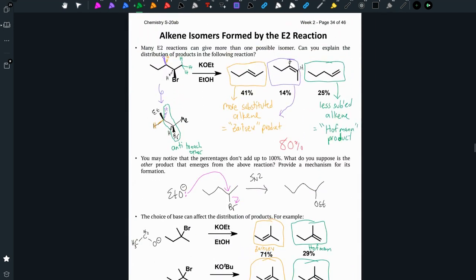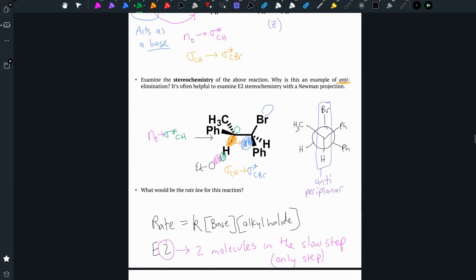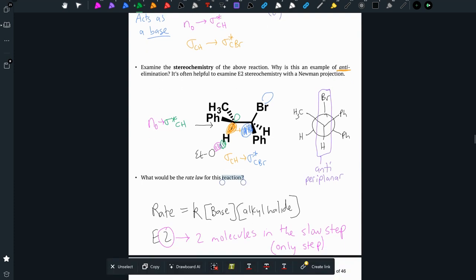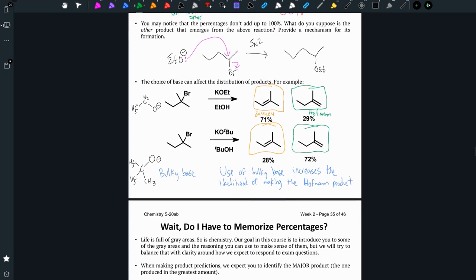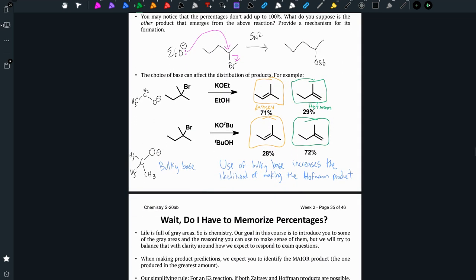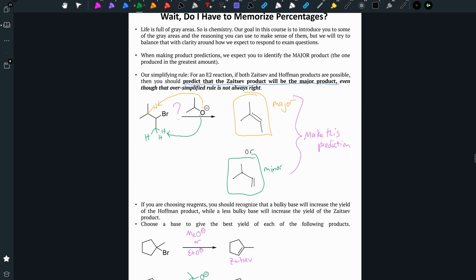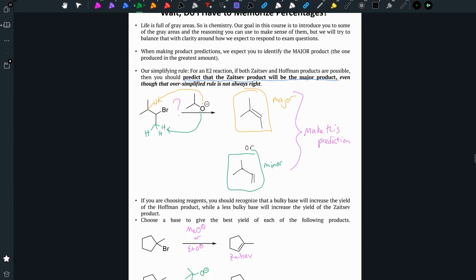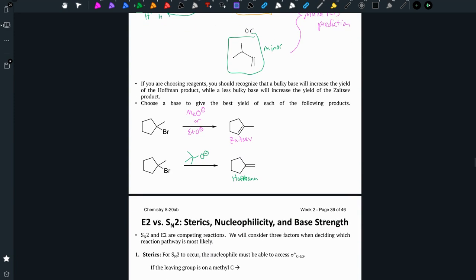So E2 is this elimination reaction. What we've seen so far is it has specific stereochemical requirement for the alignment of the sigma CH orbital and the sigma star CBr orbital. We've seen that sometimes it leads to a mix of products. And as a simplifying rule, I want you to assume you're going to make the more substituted alkene, so the alkene with more carbons coming off of it, when possible, knowing that it's not always right. And if you use a bulky base, you're more likely to get more of the less substituted product.